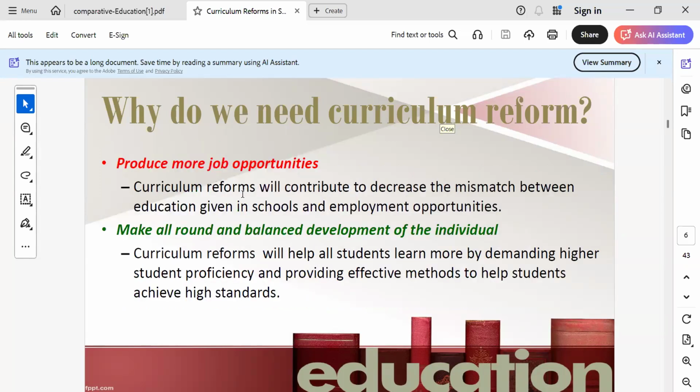And produce more job opportunities. Curriculum reforms will contribute to decrease the mismatch between education given in school and employment opportunities. Right? So whatever we are teaching in the school must help the children to work in the world of work. So employment, the children must be successful in employment. So we have to give the skills, right? Especially we are talking about soft skills now, right?